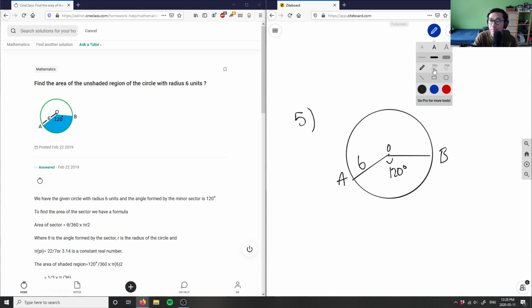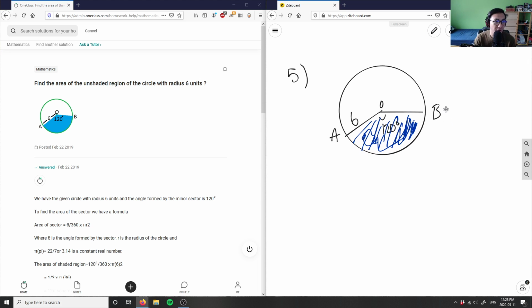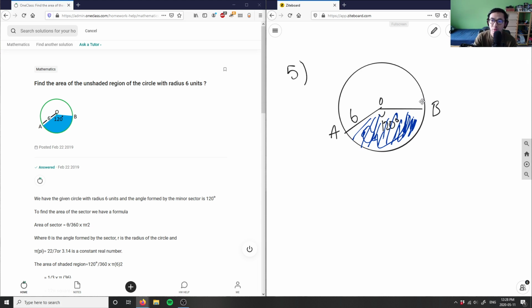So we can say that this here is our shaded area, right? This here is our shaded area. So how do we find this area here? In order for us to find this area, we're going to have to basically take the area of a circle, right? So we know the area of a circle equals pi r squared.